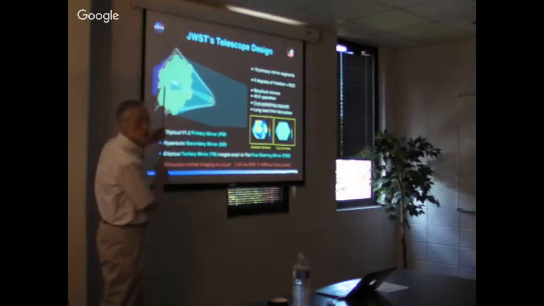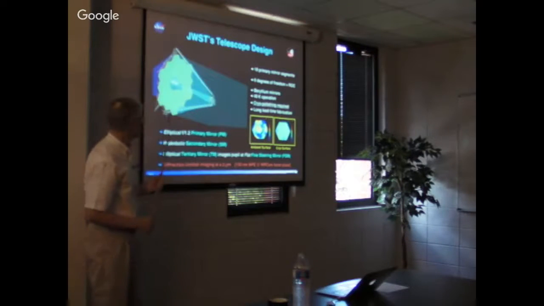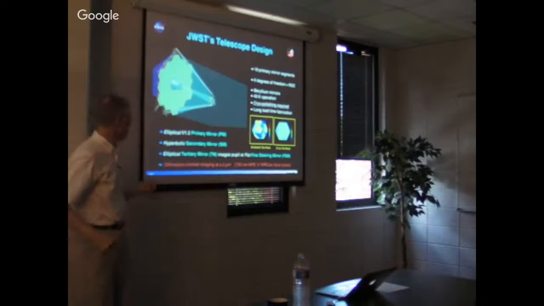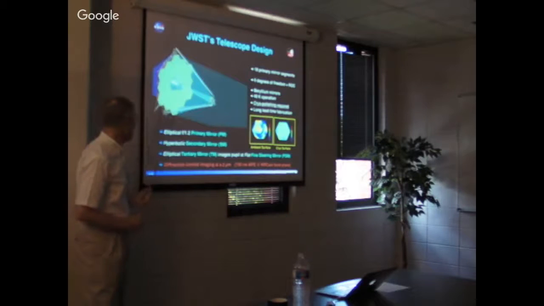Behind here, where you don't see it, there's a third mirror, which makes this something called a 3-mirror anastigmat telescope, which means it gets a much better image over a much larger field of view than the 2-mirror telescope will do. And the upshot is we can get a really good image.